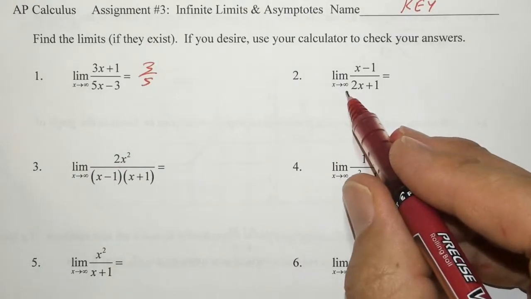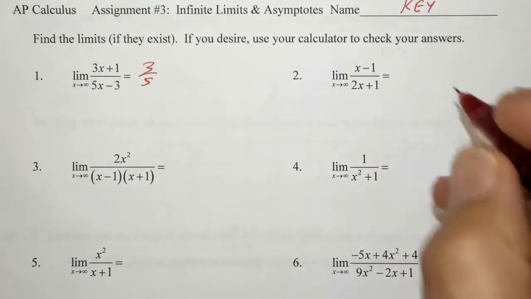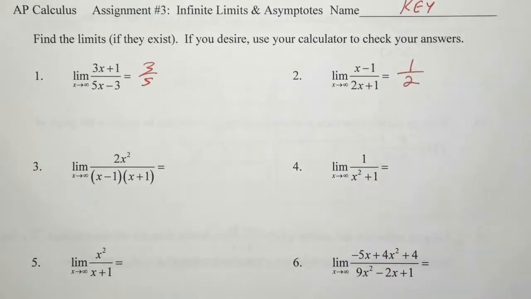Same situation for problem number 2. Highest exponent is 1. It's located in both the numerator and denominator. The ratio of the leading coefficients is 1/2.